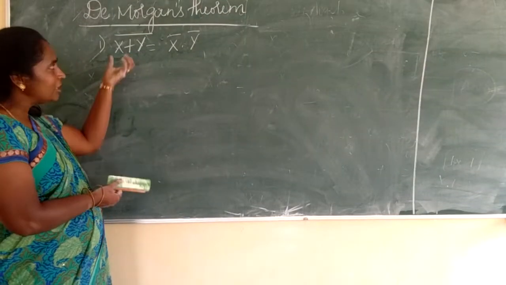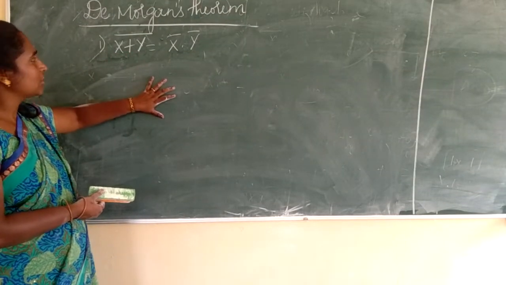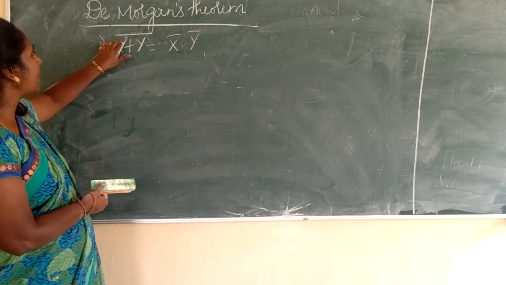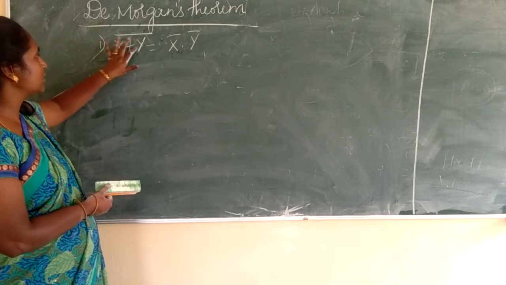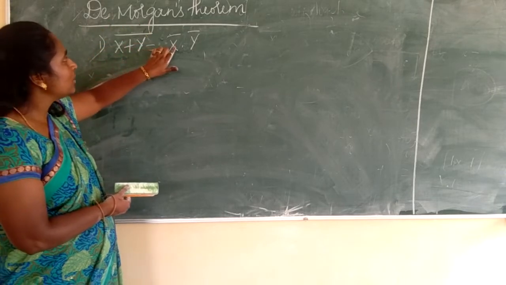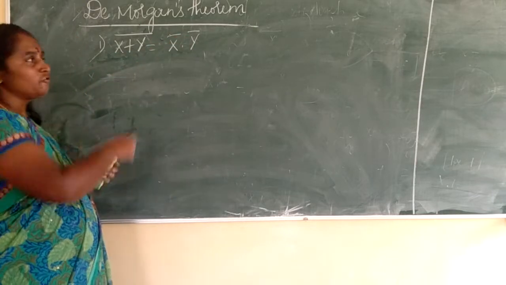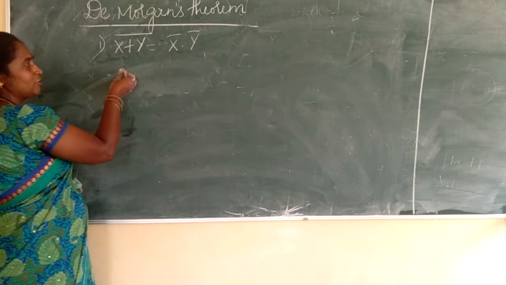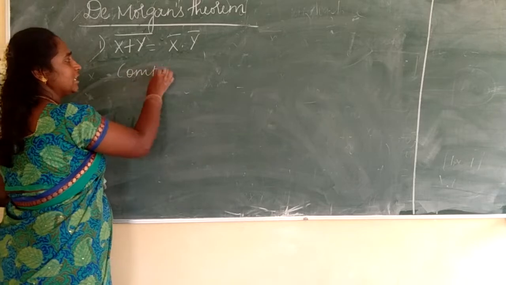So the first law we will prove. We have seen the logic circuit. So first is (x + y) bar, that is (x + y) bar equal to x bar into y bar. To prove this law, first we have to consider the complementary law.